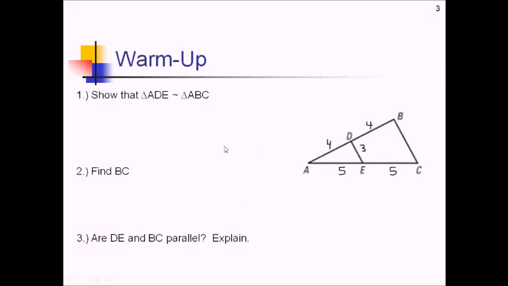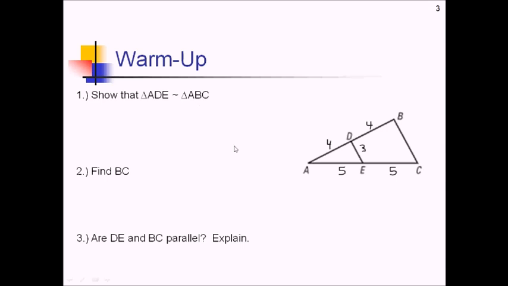For your warm-up, we've got three parts. First, show that triangle ADE and triangle ABC are similar. Then, find the length of this side BC over here. And finally, figure out if DE and BC are parallel. All right, let's see how it went doing that first part.